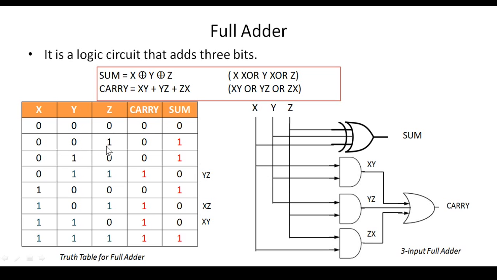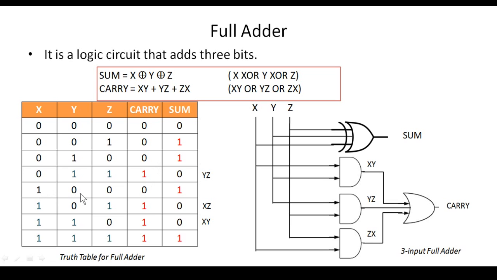0 plus 0 plus 1 is 1. So sum will have 1 and then carry will have 0. And then you got 0 plus 1 plus 0 is 1. So sum will be 1 and carry will be 0. Then you got 0 plus 1 plus 1, so you will get 10. So sum will be 0 and carry will be 1.